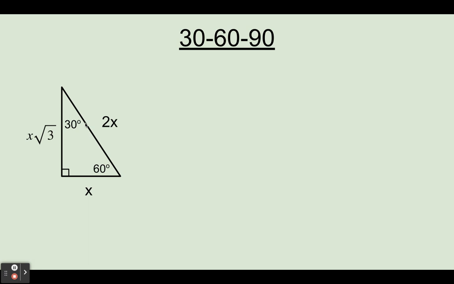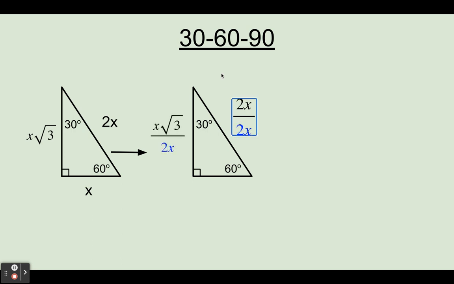So what we're going to do is divide all the sides by 2x. I'm going to take this hypotenuse and divide by 2x, and it'll become clear why we do this in a second. Because again, I can divide by whatever I want. So dividing by 2x is actually going to be extremely helpful. All right. So the next one, I have x rad 3 divided by 2x, and then x divided by 2x. So I just divided all the sides by 2x.